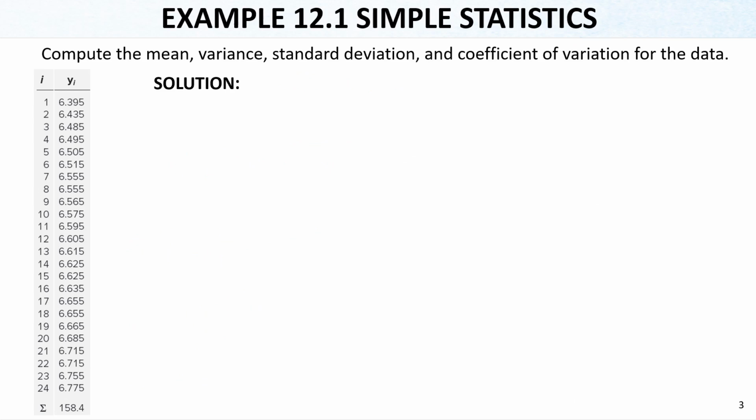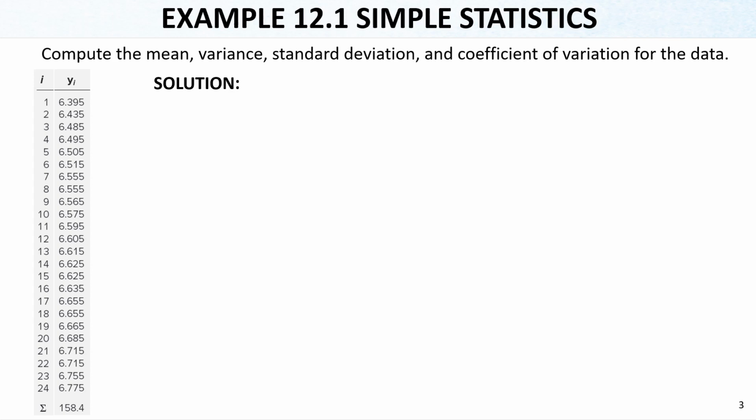In this slide, we will have an example 12.1, for simple statistical parameter calculations for an example data. You can see here we have 24 data from 6395 to 6775, and it is ordered from minimum to maximum. But in regular measurements, you will not have this ordered data. You can have a different order of these, but you can order them from minimum to maximum as well. So now we are going to learn how to use the simple statistics.